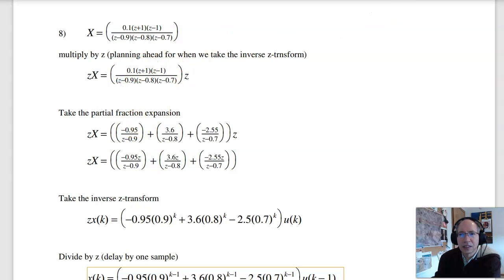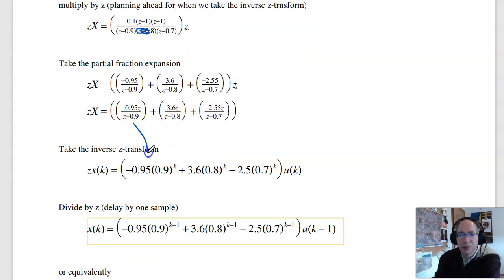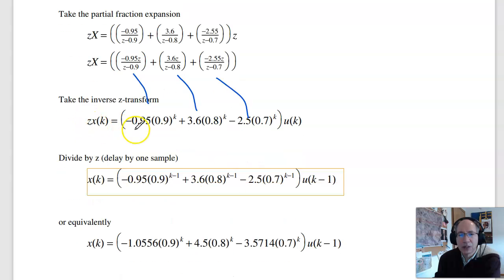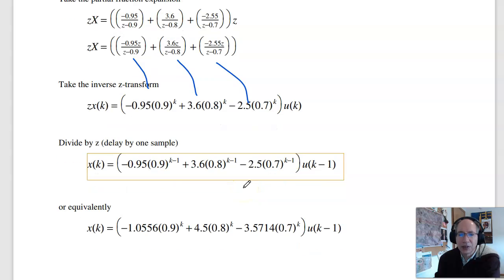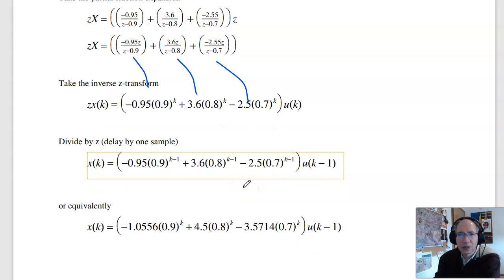To get the second term, cover up the 0.8, plug in z is 0.8, evaluate to get 3.6, then minus 2.55. Multiply through by the z, take the inverse z-transform. Now divide by z, or delay by 1. And there's your answer. So that's homework set number 3 for ECE 341.